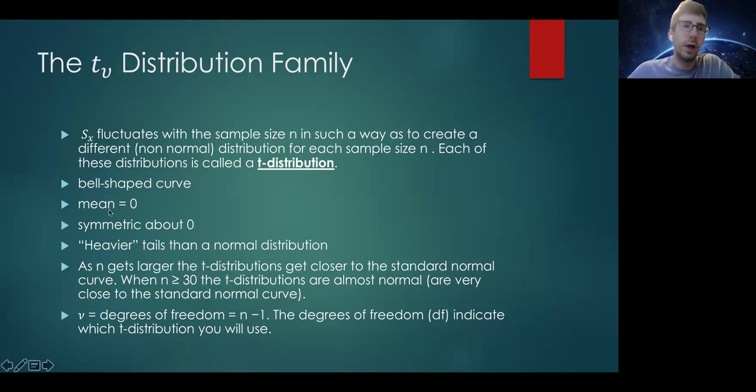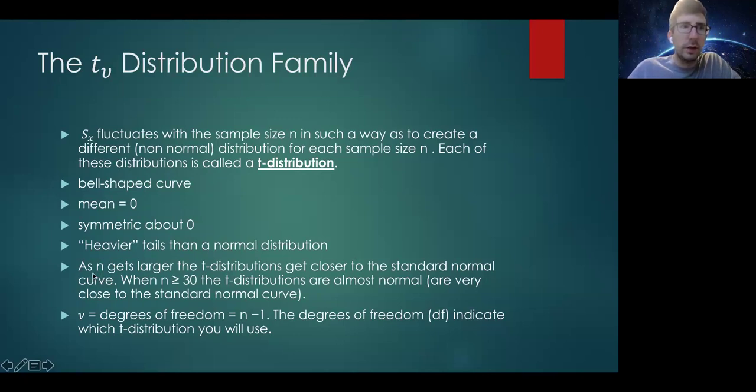So the t-distribution is also a bell-shaped curve, just like the normal distribution. It also has a mean of 0, and it is symmetric about 0, just like our standard normal distribution, right? But the difference with the t family of distributions is that it has heavier tails than a normal distribution. And we'll see this on the next slide. But basically, there's more data in the tail end of our distribution, which means there's less in the center, and there's more out here on the edges.